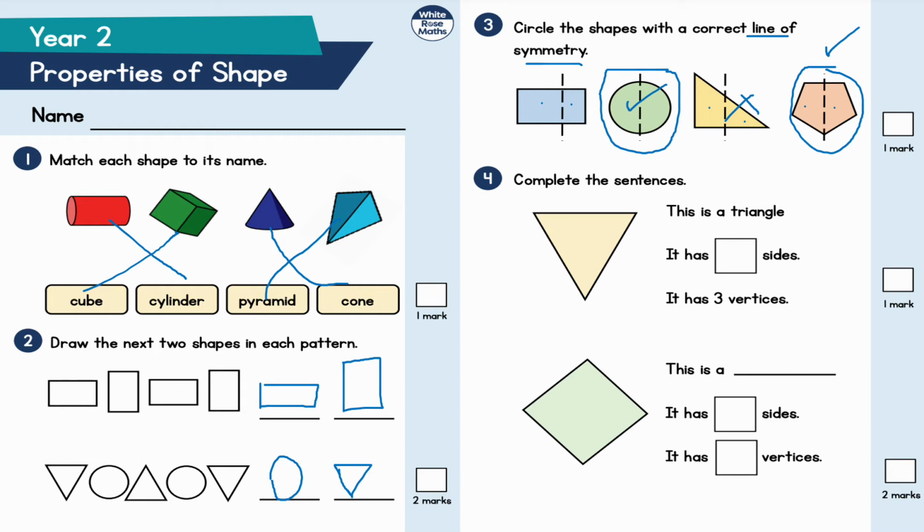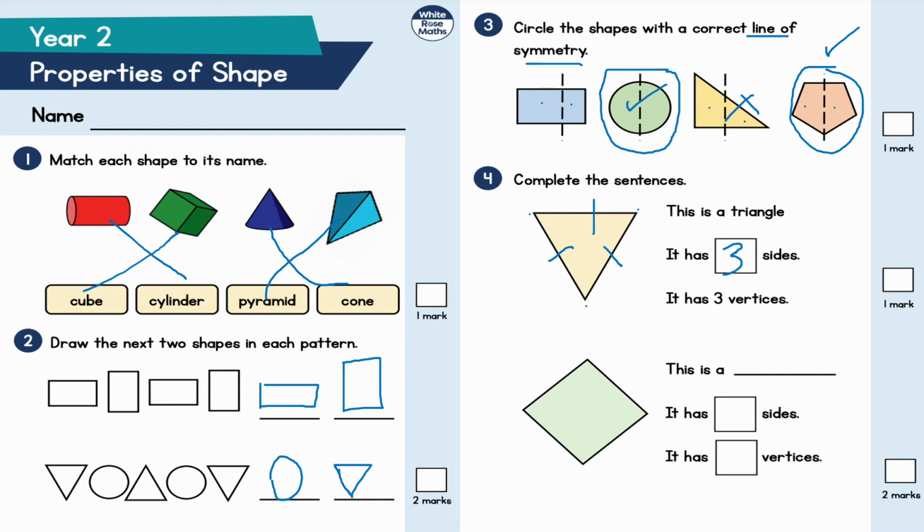This is question number 4. Complete the sentences. This is a triangle. It has 3 sides, 1, 2, 3. It's a 3-sided shape and it has 3 vertices. Vertices means corners. So this is a side here, this is a side, and this is a side. I don't want you confused and thinking that's a vertex. A vertex is the actual corner.